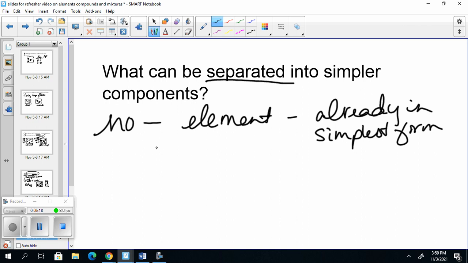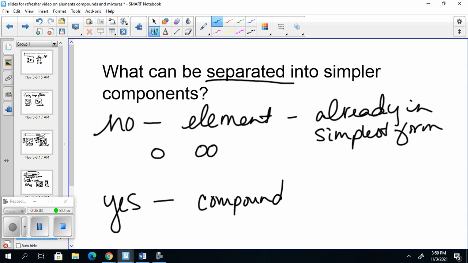So when I have an element, I either have a monoatomic element or a diatomic element. And either way, it is just an element, so I can't separate it. A compound, so can I separate this? I can separate a compound, but not easily. A compound can only be chemically separated.